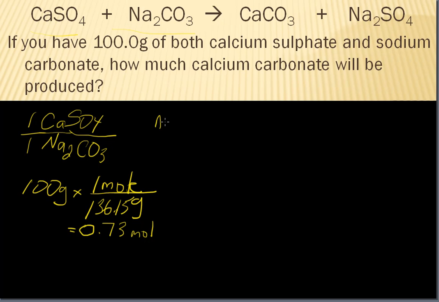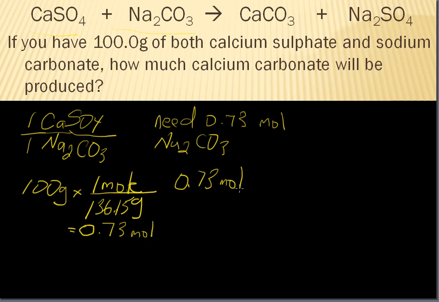So that means in 100 grams we have 0.73 moles of calcium sulfate, which, because it's a 1-to-1 ratio, means we would need 0.73 moles of sodium carbonate. So the question is, do we have that much? Well, 0.73 moles, we don't want moles, so we're going to throw that on the bottom. And we're going to put grams on top.